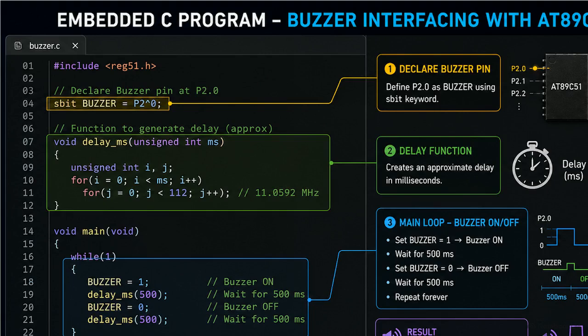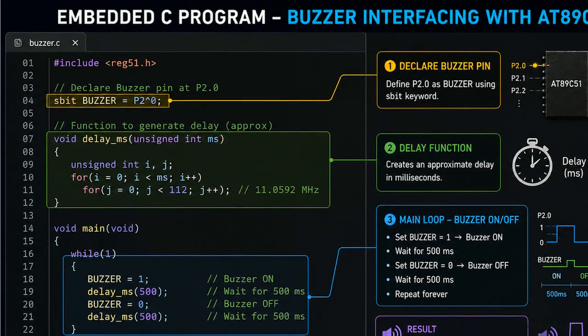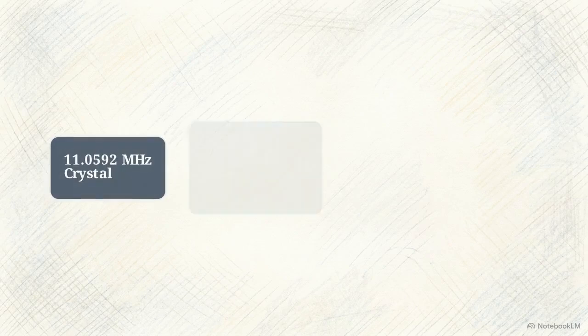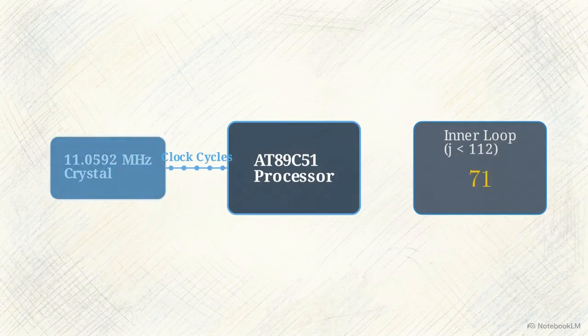Step 1 maps the hardware to the software. We use the sbit keyword to declare that port 2 pin 0 will now be referred to in the code as buzzer. Next, we need a way to pause program execution. We create a custom delay_ms function that uses nested for loops. Forcing the processor to count through these loops stalls the execution for a set duration. The limit on that inner loop, counting up to 112, is precisely calculated to stall exactly 1 millisecond when driven by the 11.0592 MHz crystal we installed on the board.